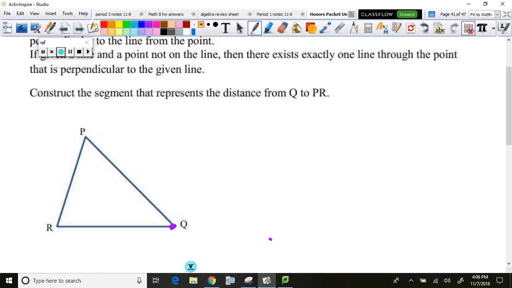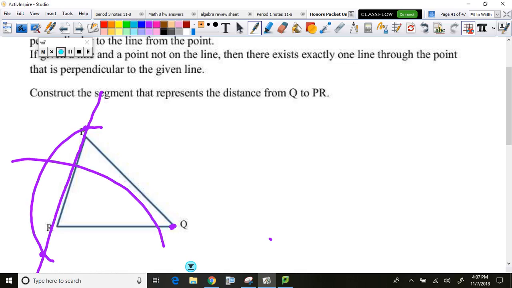So in order to do that, the first thing you need to do is you need to extend PR. You can then use your compass to make an arc such that Q is in the middle, and then do the perpendicular bisector of that arc. And that line then would be the perpendicular distance from Q. Again, I'm just sketching there, so we will work from there.